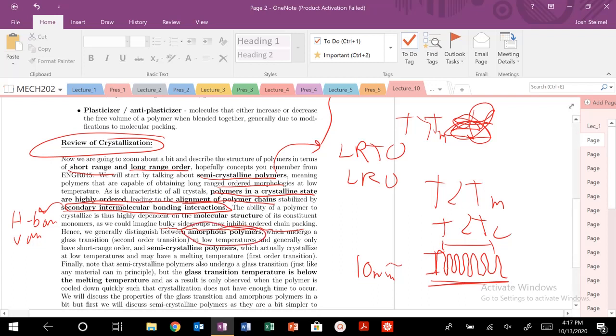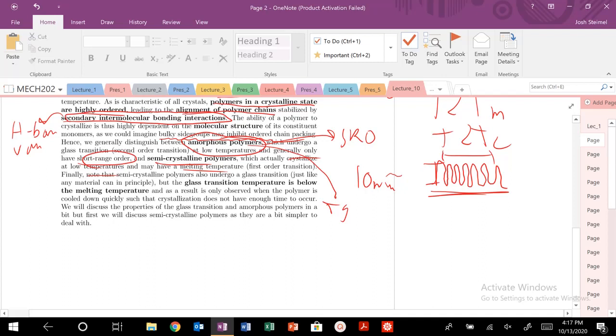So amorphous polymers will undergo Tg. They have short-range order, for sure. All materials have short-range order, even liquids and gases, but they will not have the long-range translational order that semicrystalline polymers have. So semicrystalline polymers crystallize at low temperatures and have a melting temperature. So remember, semicrystalline have a melting temperature, amorphous, they just have a Tg. But semicrystalline polymers will have a Tm and a Tg. We'll get into that a little bit later. And again, our Tg is always going to be below the melting temperature.